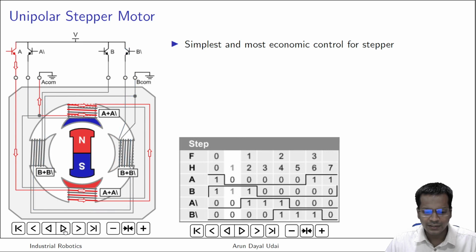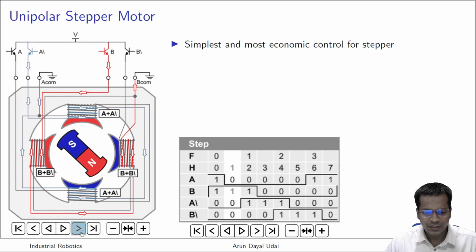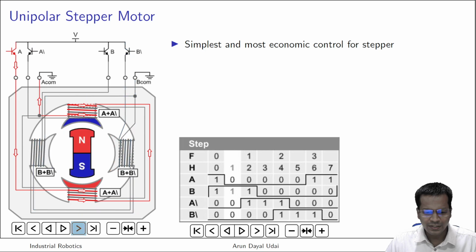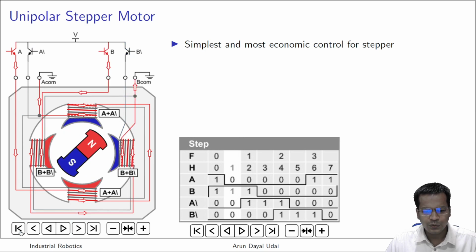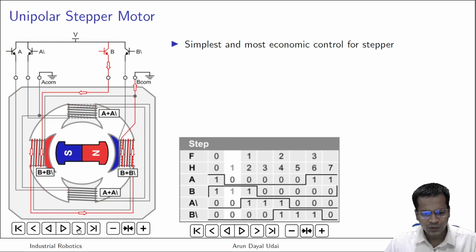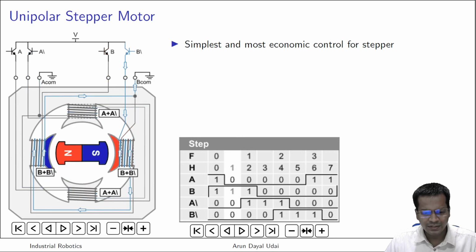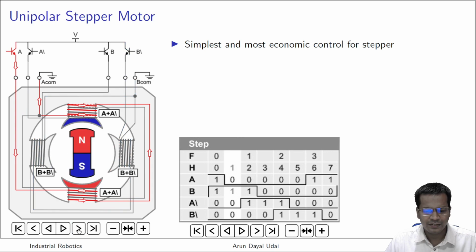That makes this rotate. Got it? 1, 2, 3, 4, 5, 6, 7 and back to the 8th position. So 8 steps make one full rotation. There are 4 poles.